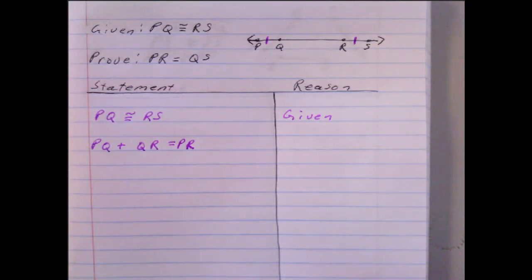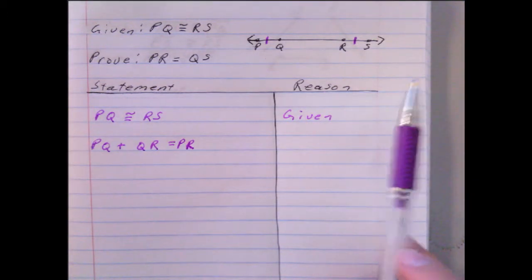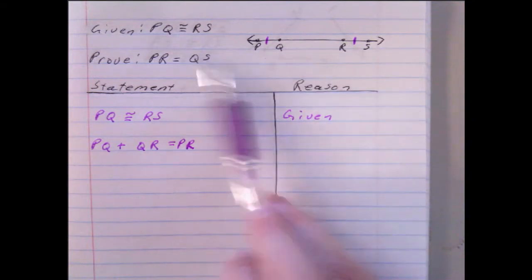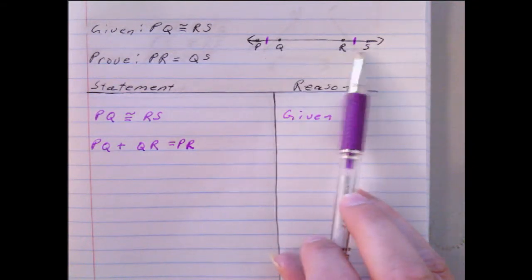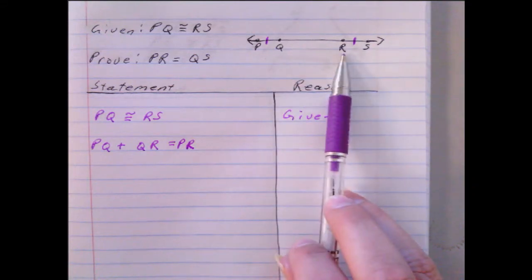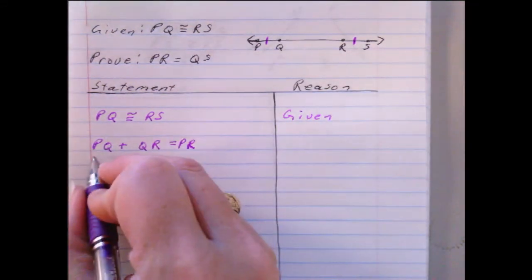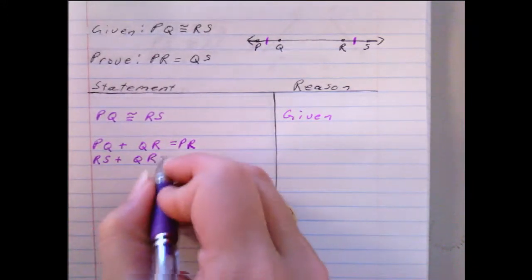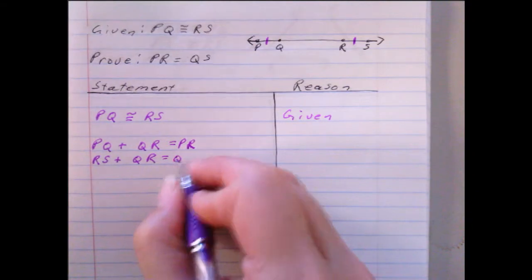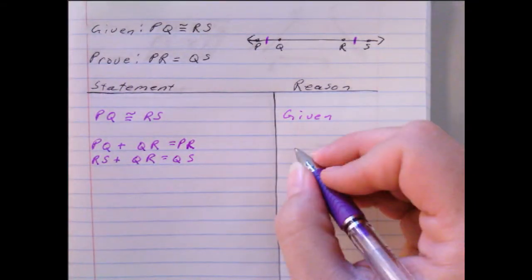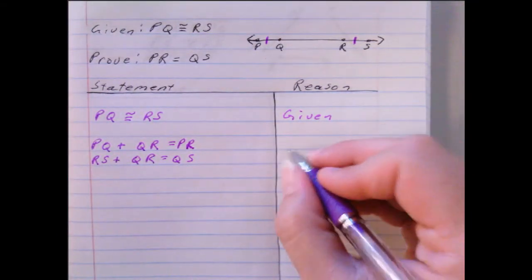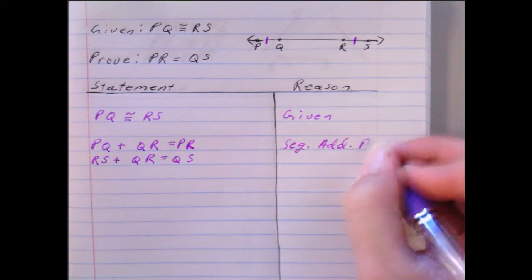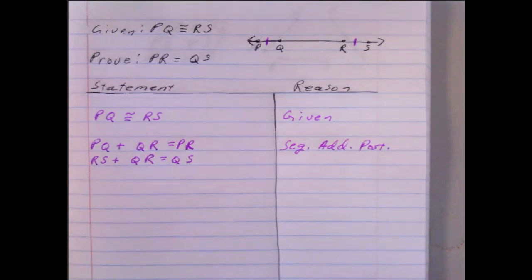Okay, so then the next one that we have is this piece over here, which is our QS that we're trying to find. So we're going to take RS plus QR is going to give us the QS. So RS plus QR equals Q to S. And those were both our segment addition postulate.